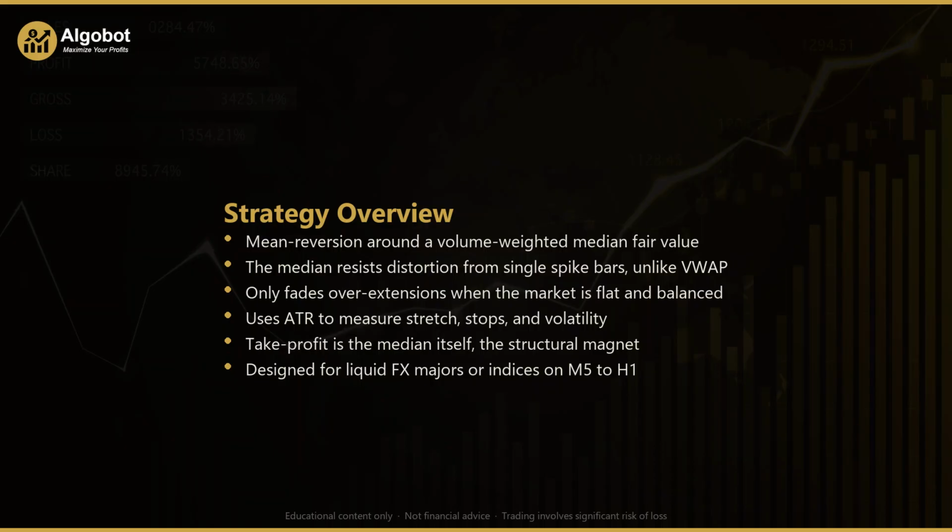The strategy uses the average true range, or ATR, as its volatility yardstick. ATR does three jobs here. It defines how far price must stretch from the median to count as a meaningful overextension. It measures whether the median anchor itself is drifting or flat, and it sets the protective stop distance. Because everything is scaled by ATR, the system automatically adapts to quiet and active conditions.